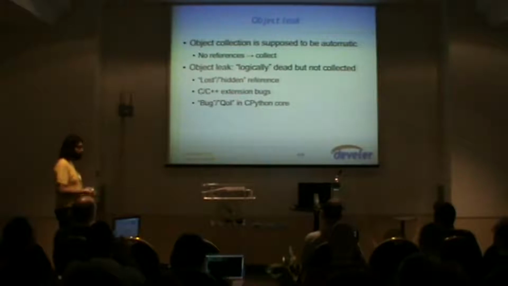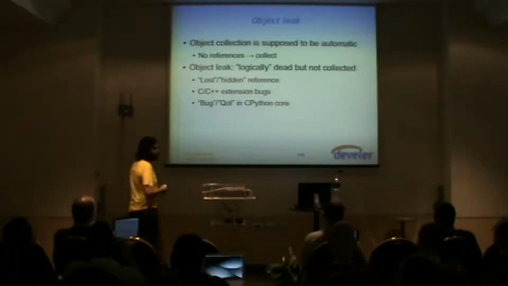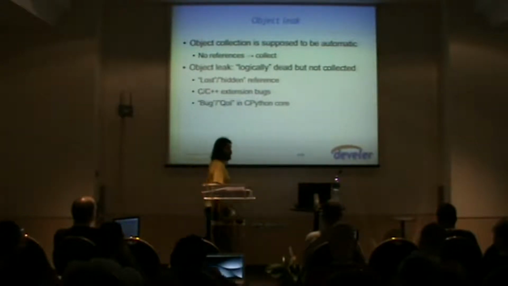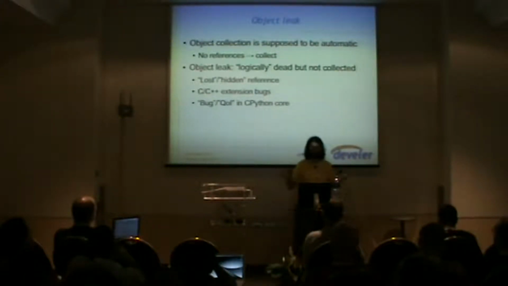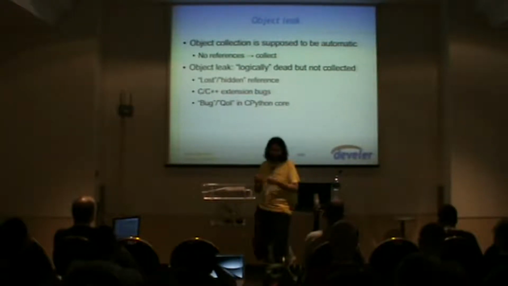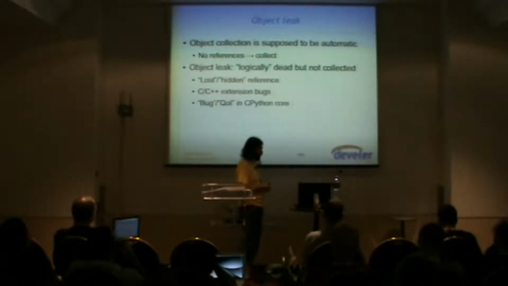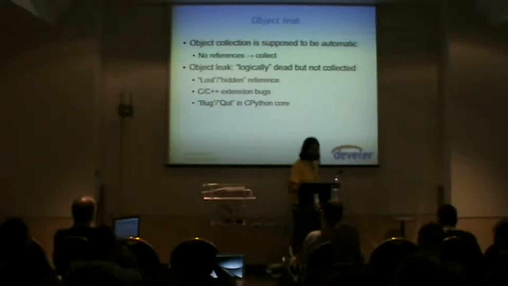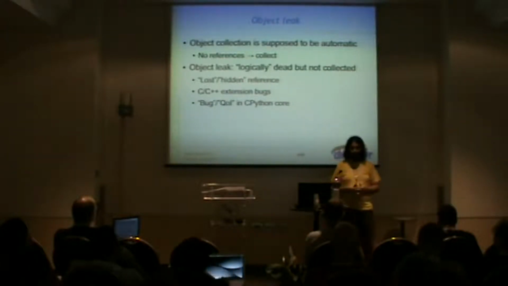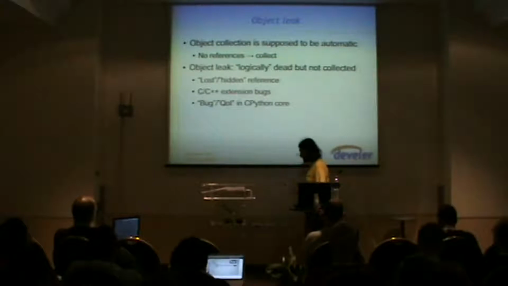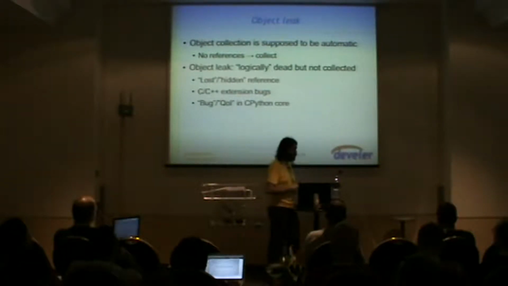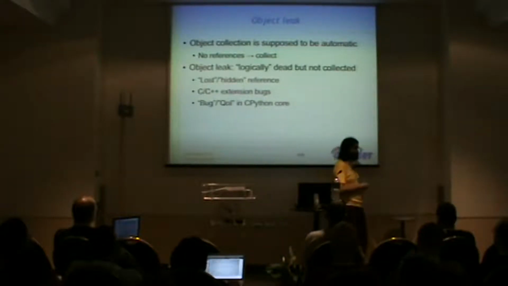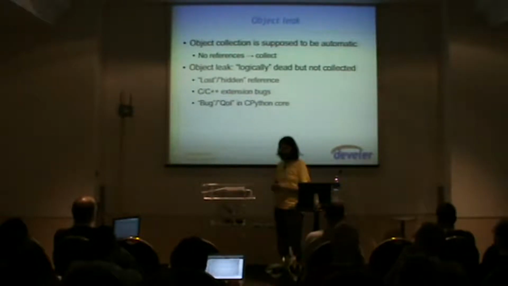But in Python, as you know, object collection is supposed to be automatic, right? The idea is that Python knows the references among objects and should automatically collect objects when they are not used anymore by your program. So what is an object leak? An object leak, a resource leak, is when an object is logically dead for you, which means you don't need it anymore, but it's still not being collected by the interpreter.